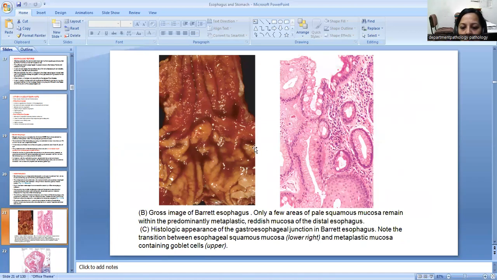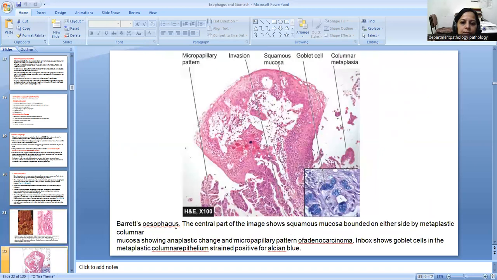So there is the GE junction in Barrett's esophagus. Note the transition between the esophageal squamous mucosa and metaplastic mucosa containing goblet cells. These are the goblet cells. Here in Barrett's esophagus, the central part of the image shows a squamous mucosa bounded on either side by metaplastic columnar mucosa.